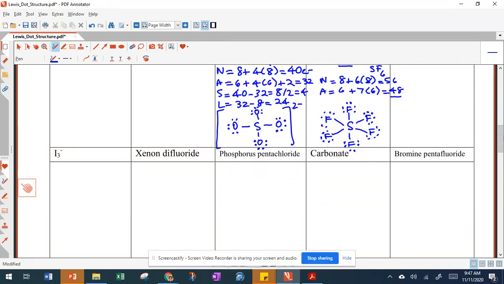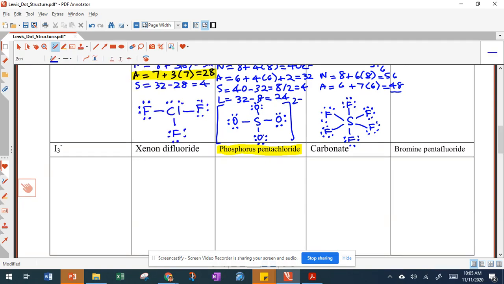Okay guys, to practice this, I want you to pause the screencast and try this problem here. I'm going to highlight phosphorus pentachloride to practice with an expanded octet. Once you've completed that, you can start the screencast again, and if you have any questions, just let me know.